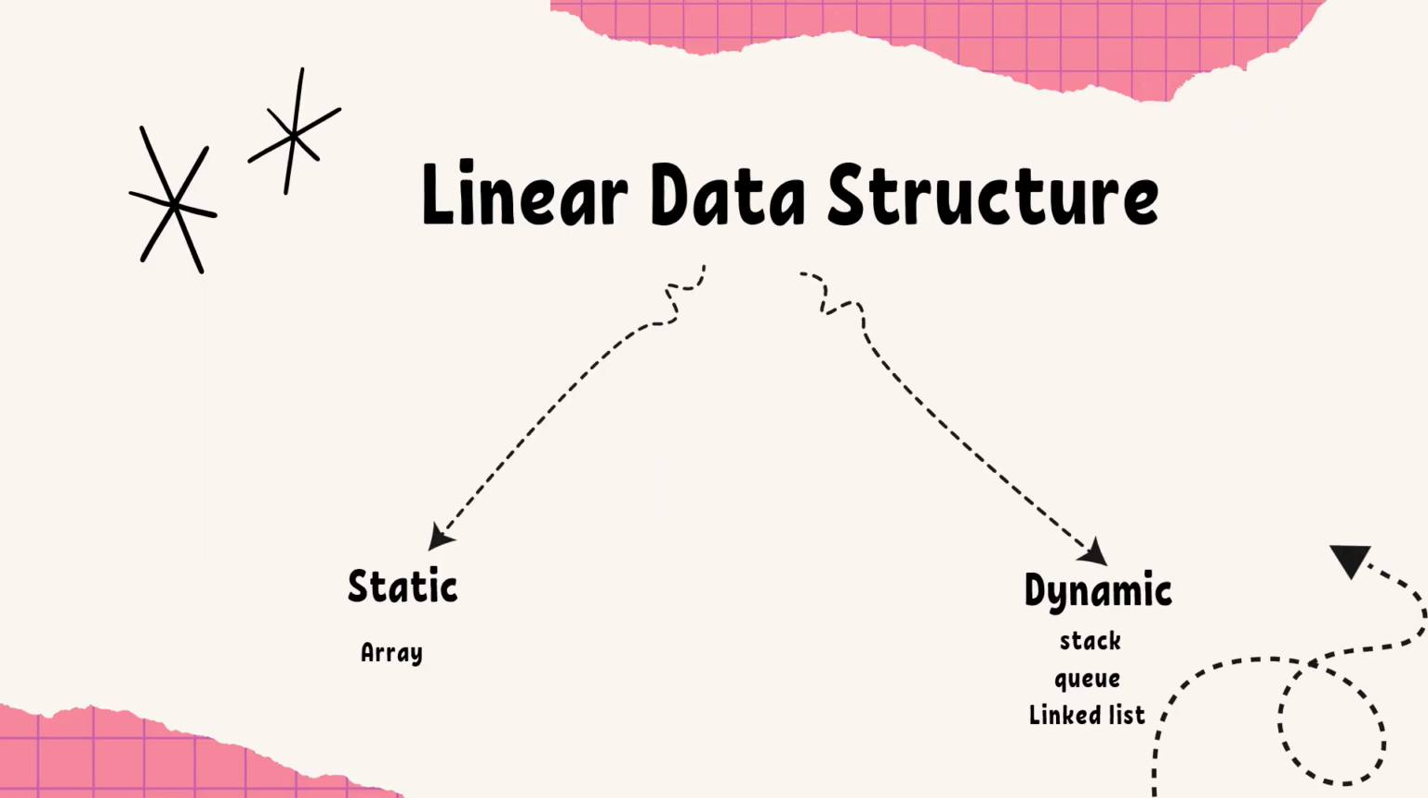Actually, linear data structures can be divided into two sectors: static data structure and dynamic data structure. For static data structure, an example is array, and for dynamic data structure we can get examples such as stack, queues and linked list. Let's learn about static data structure and dynamic data structure deeply.